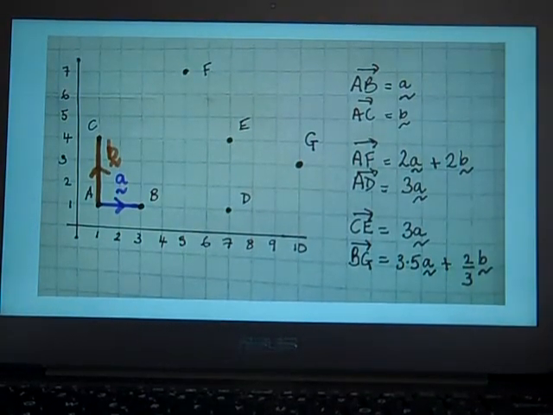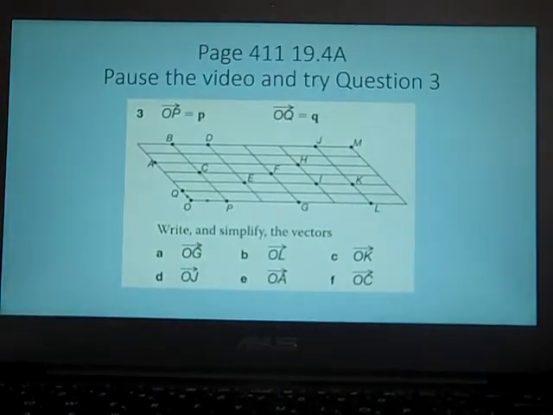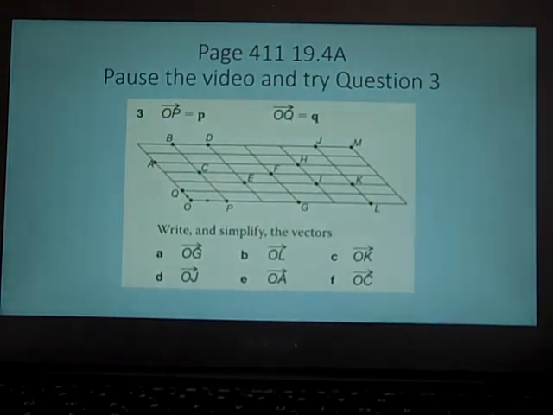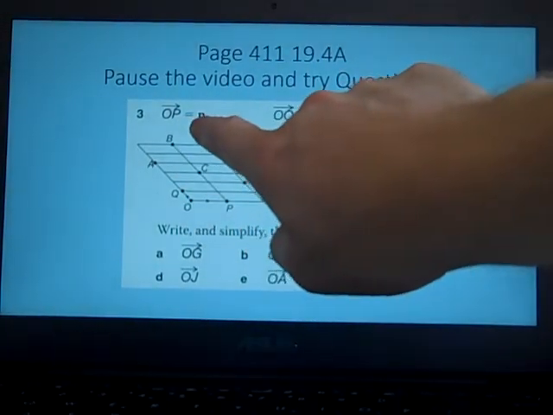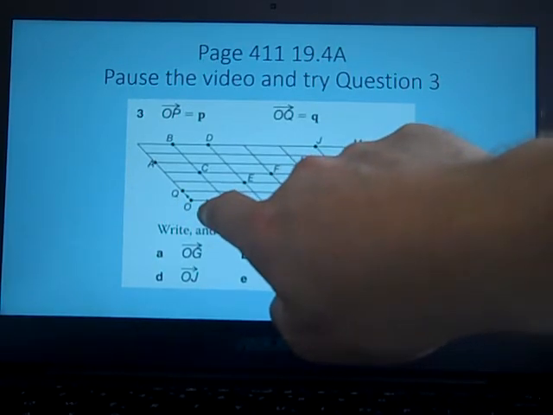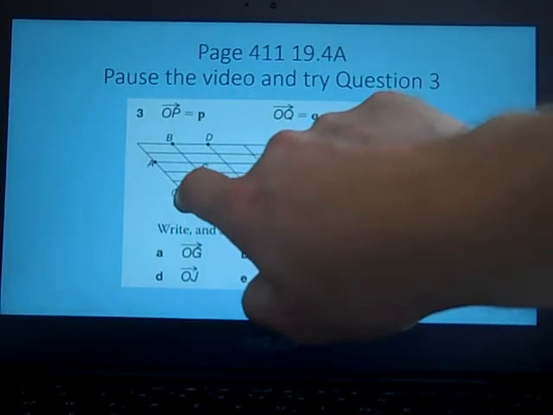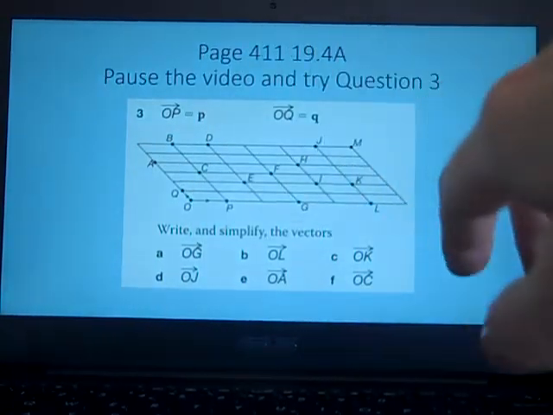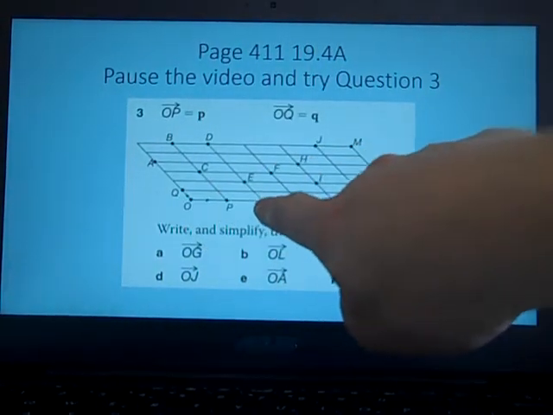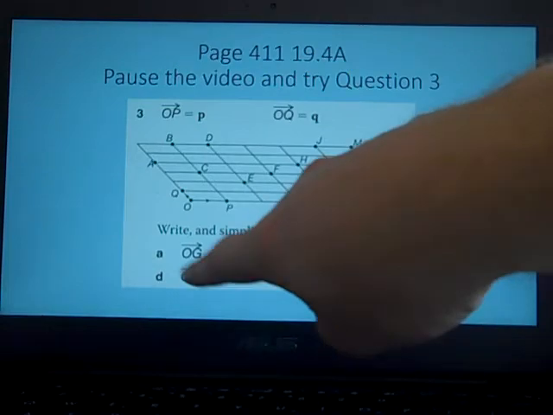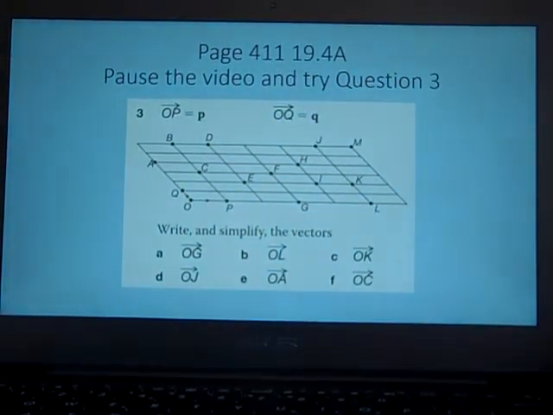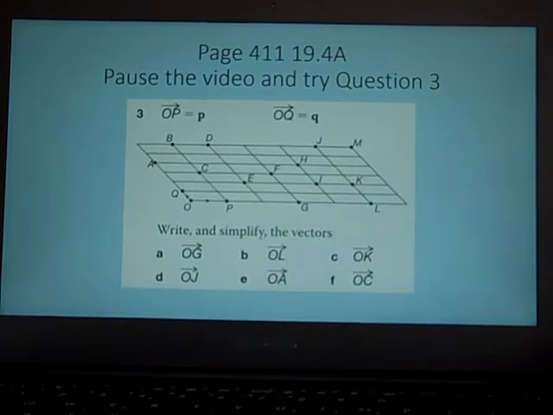Obviously we could draw those vectors in now and put arrows on them to represent them. Okay. Over to you now. You can try page 411, 19.4a. Pause the video and try question 3. This is question 3. Just going to tell you a little bit about it. It says OP is vector p, so that is vector p just there, and OQ is q just there. So we've got a very similar situation to the previous question. It would like OG in terms of p, and then OL and so on. And there's more questions in the book. So have a go at those questions now and then come back to the video.